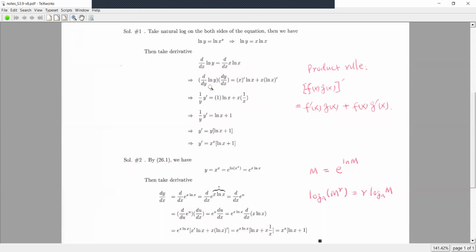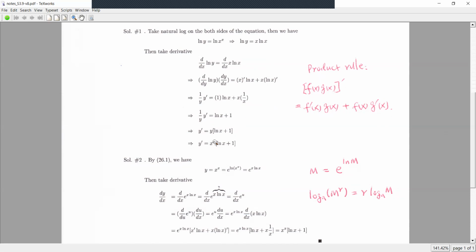The derivative of natural log of y with respect to y is 1 over y. dy/dx is y prime. The derivative of x is 1. The derivative of natural log is 1 over x. I have this equation. x times 1 over x is 1. I have this equation. Now move y to the right-hand side. I have this equation.